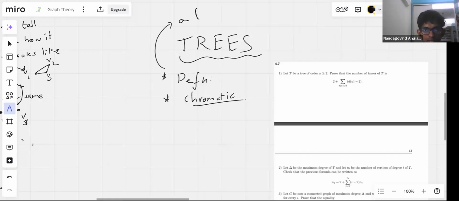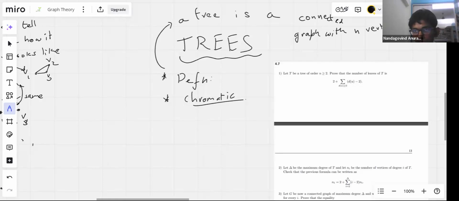So what is a tree? A tree is a connected graph with n vertices and n minus one edges. Does this make sense?